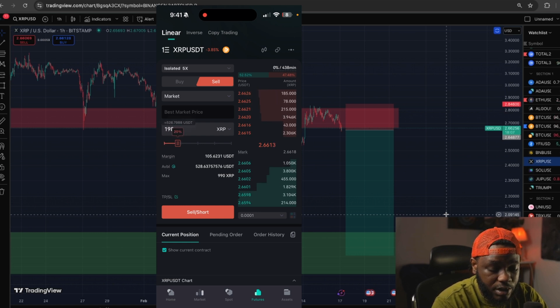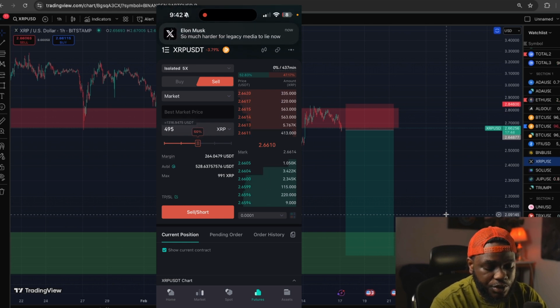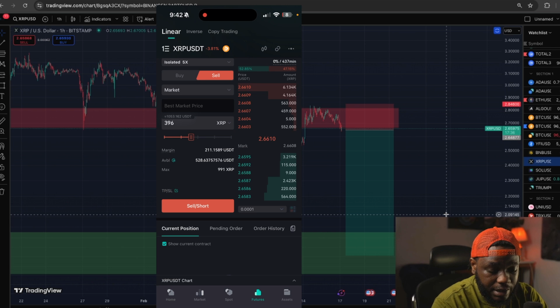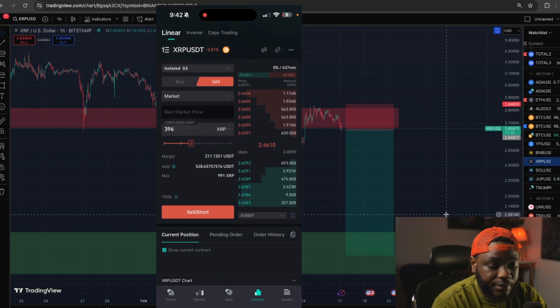So the next thing I want to do is select the trading amount, what I want to trade with. As you can see, as I'm moving this slider, you can see the margin. The margin is telling me how much in USDT I'll be trading with, and then it's also showing me my available balance. Right now, my available balance on this futures account is $500. So I can choose to trade with 300, 200, whatever. Let's do about $200, and that's about 396 XRP. So on 5x leverage, that's 200 multiplied by 5. We're looking at about $1,000 in trading volume.